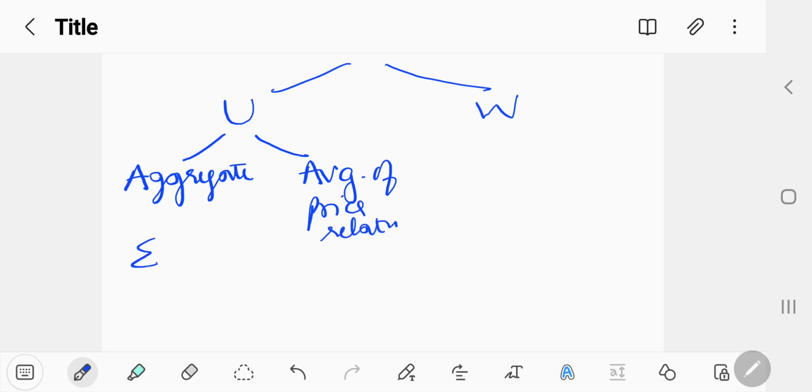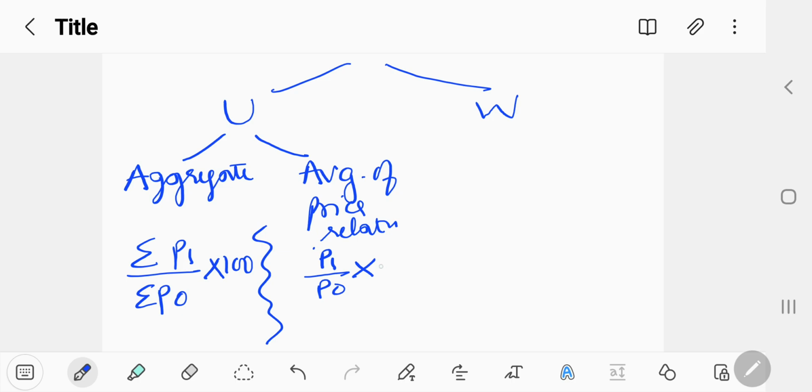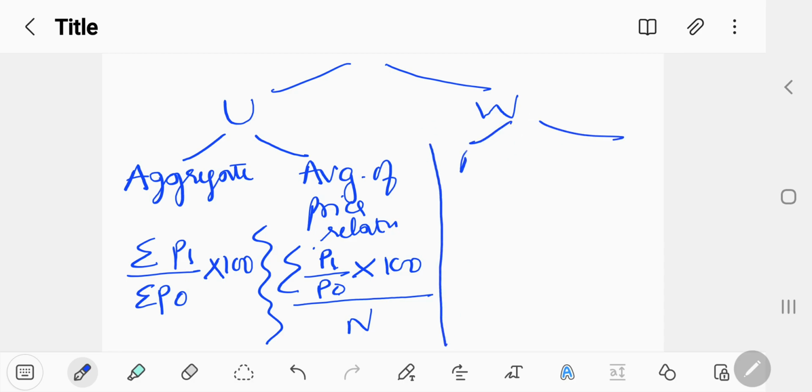In the aggregate, we simply add all prices in current year, divide by sum of all prices in base year, multiply with 100. In the simple average of price relative, we first find index number for each commodity by applying the same formula, current year upon base into 100, add all the price relatives, divide with the number of commodities. Coming to weighted, again we have aggregate and we have average. In aggregate, I have Laspeyres, Paasche, value.